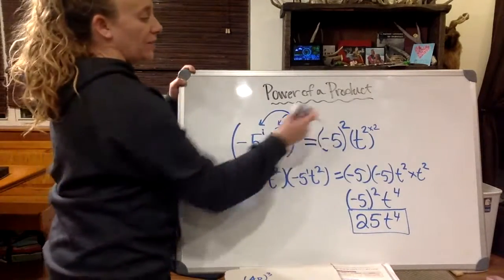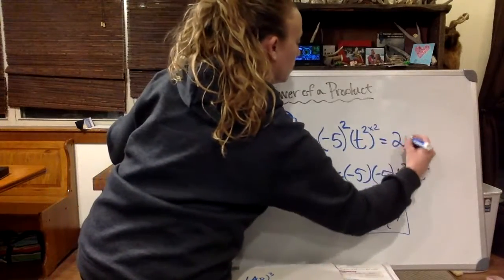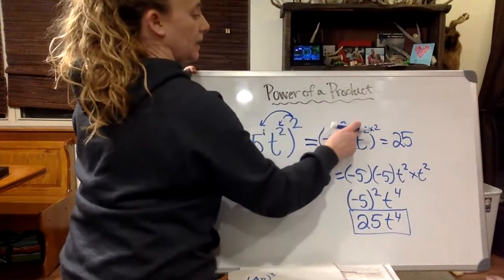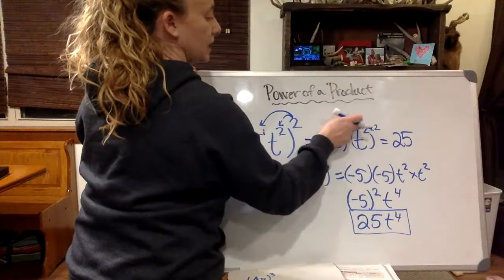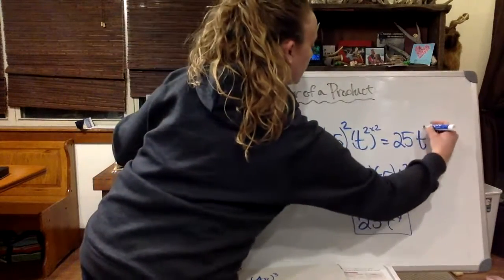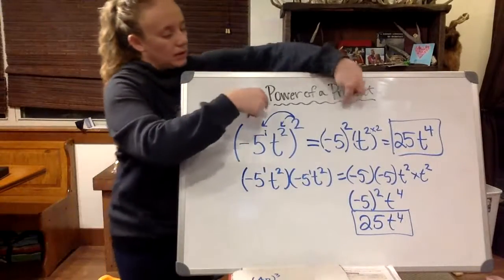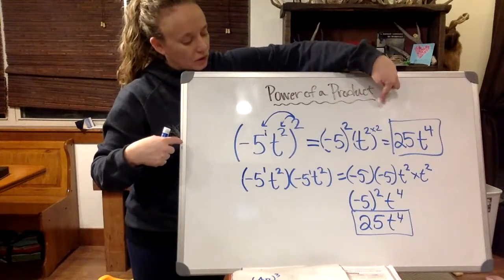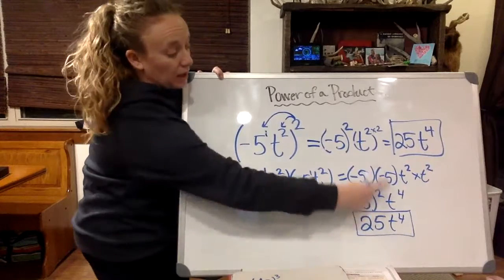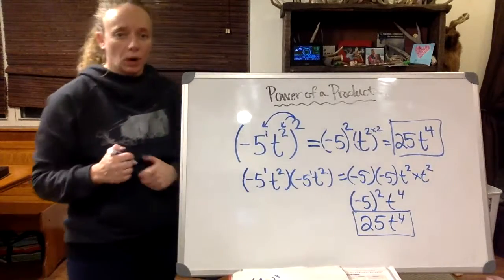So I have -5 squared is 25. T squared, t raised to the second times 2, is t to the 4th. So there are 2 different ways to look at it. This is using the shortcut that we were just learning. This is expanding it out and really showing why it works.